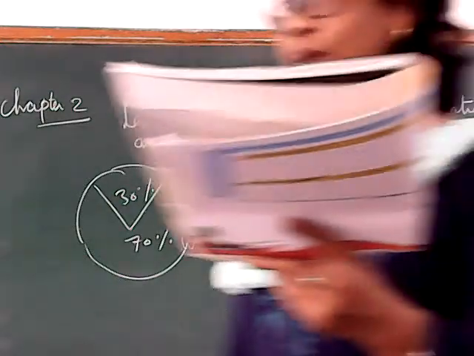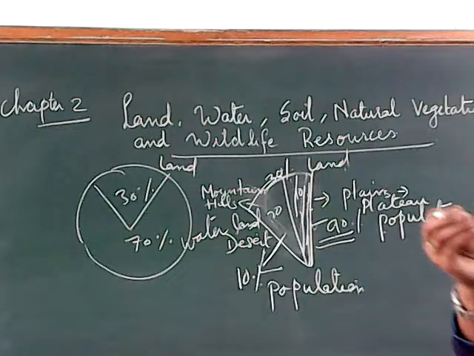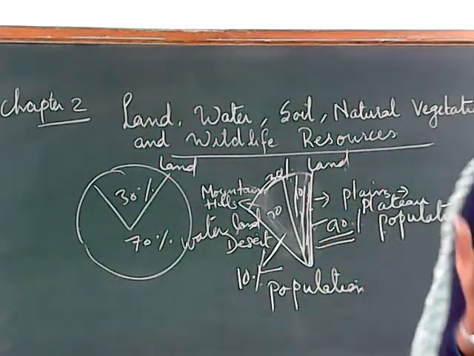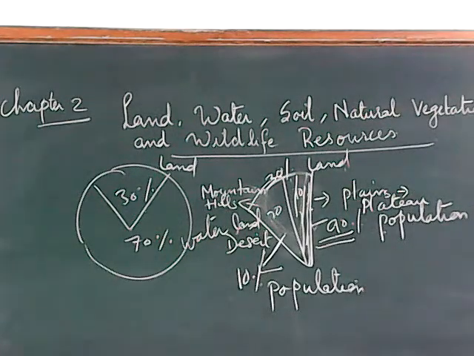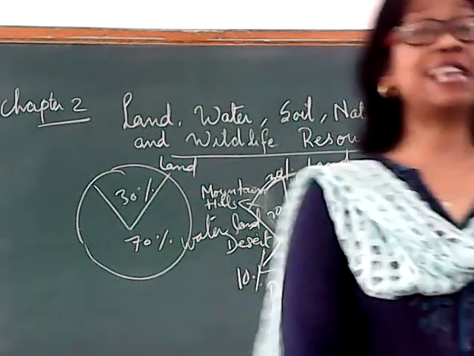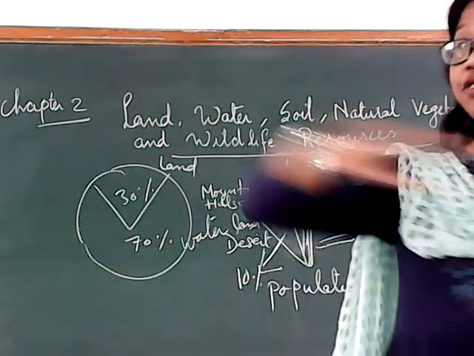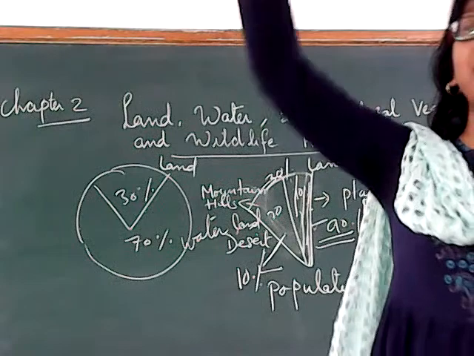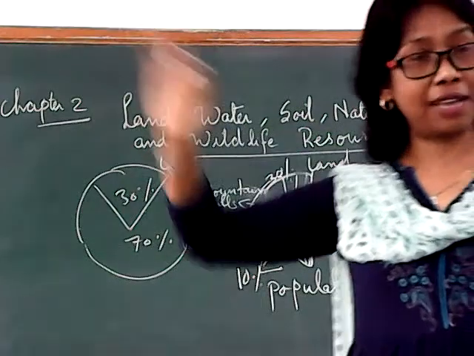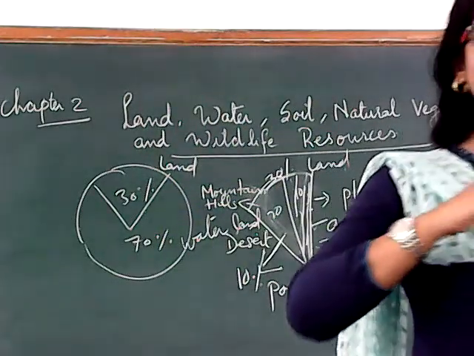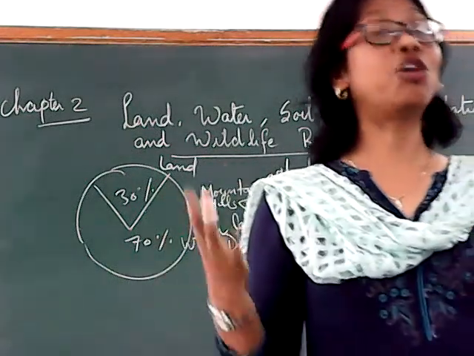Now, let's talk about topography. What is the meaning of topography? Topography means type of land. Topography is the pattern of land. There is a type of land everywhere. If you see all around, you find somewhere hills, somewhere mountains, somewhere plateaus, then you find desert, then you find plains. So the type of land is called topography.